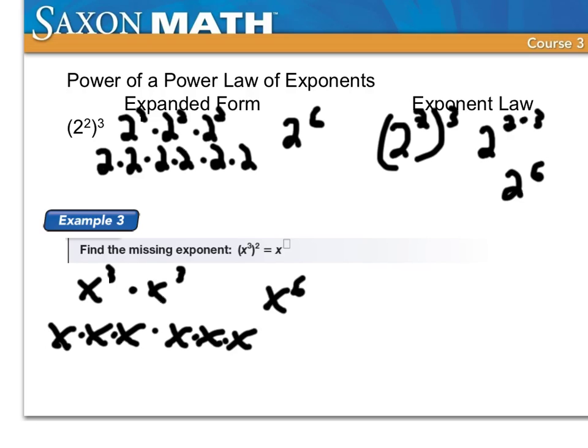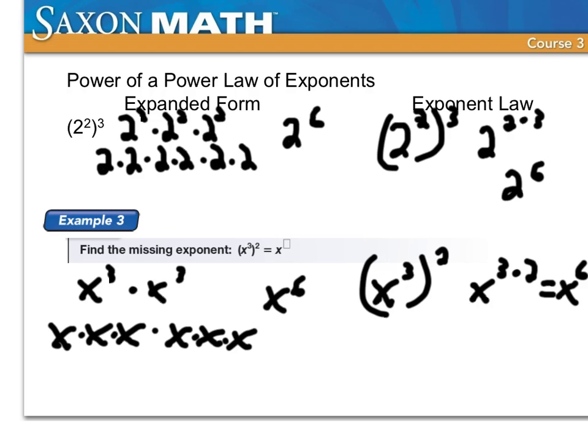So first thing I want to do, I'm going to use our exponent law. First thing I have to do is rewrite the problem. Okay, then I'm going to show our exponent law says we're going to take the exponents and multiply them. So I'm going to have x to the 3 times 2 power. And that equals x to the 6th. Okay, again, this here is the work you're showing me. Rewrite the problem, show me you're multiplying the exponents, and then give me an answer.